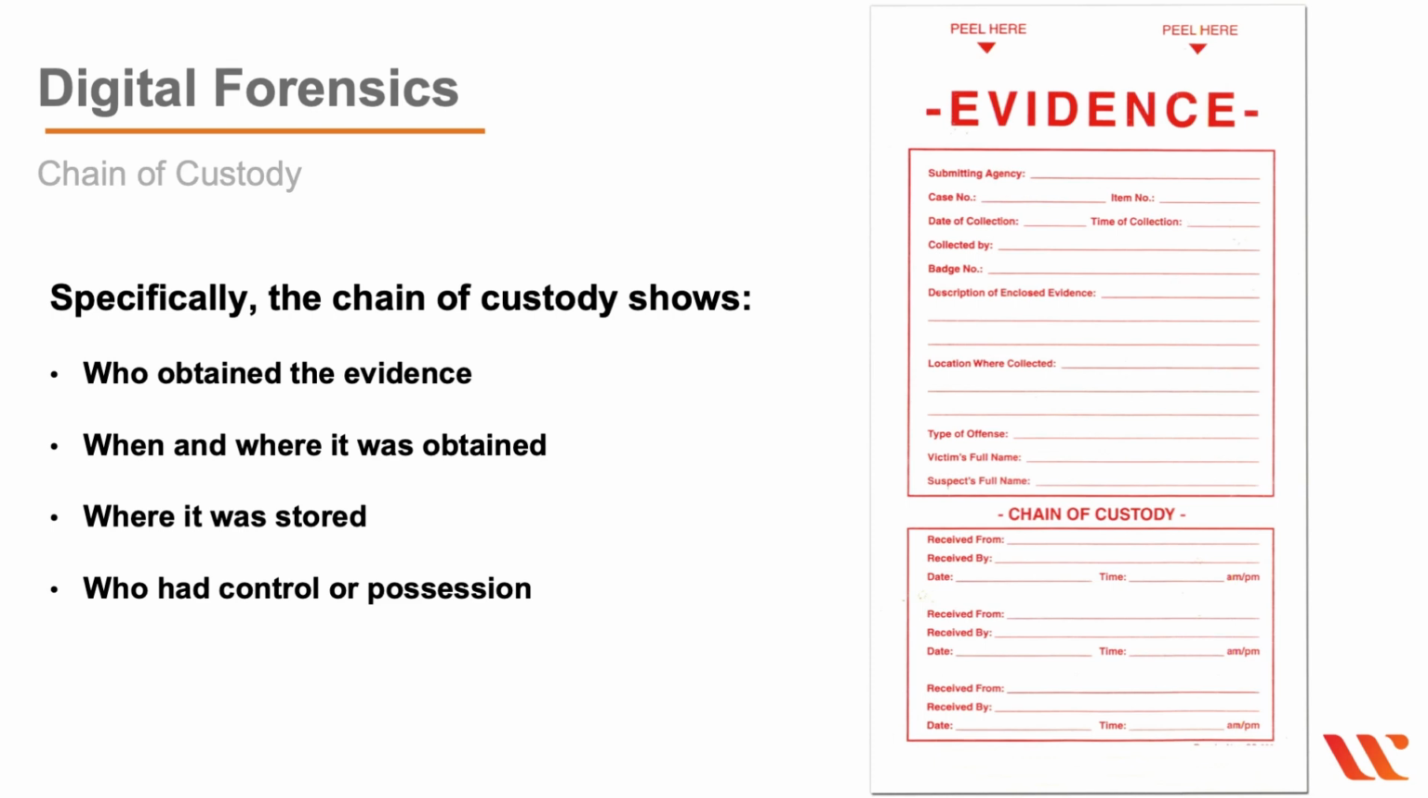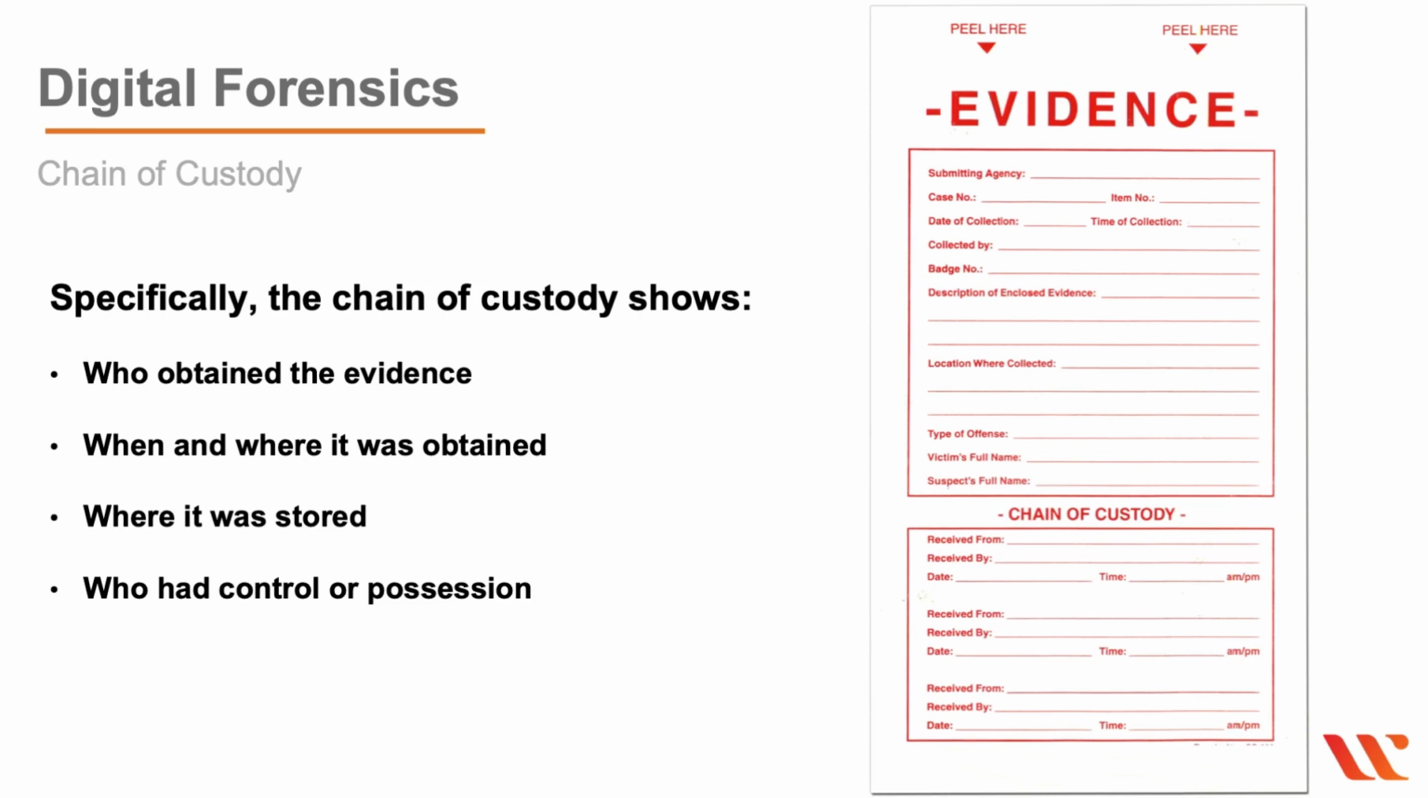You can just use a spreadsheet, or you can have a formal evidence card, as you can see in the diagram here. Typically they have some main fields: who obtained the evidence, when it was obtained, where it was obtained, where it is stored, and who currently has control or possession of it. This can take multiple steps, as the evidence can go from one person to another before it reaches the final storage place.